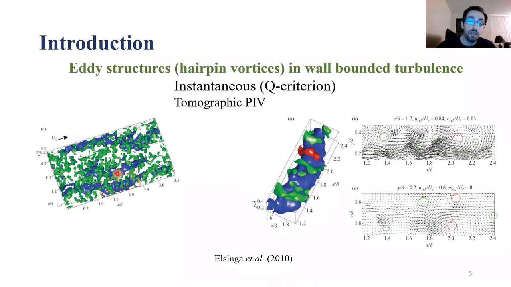Now, if we look at this small box here and zoom in, this is what we see. We can see that these eddy structures, the green tube-shaped structures, kind of hug the low-speed region.